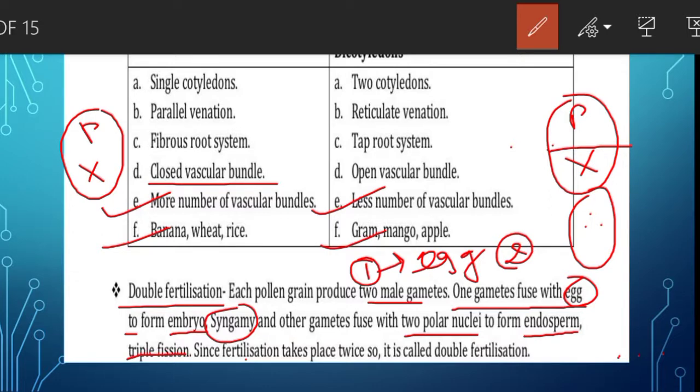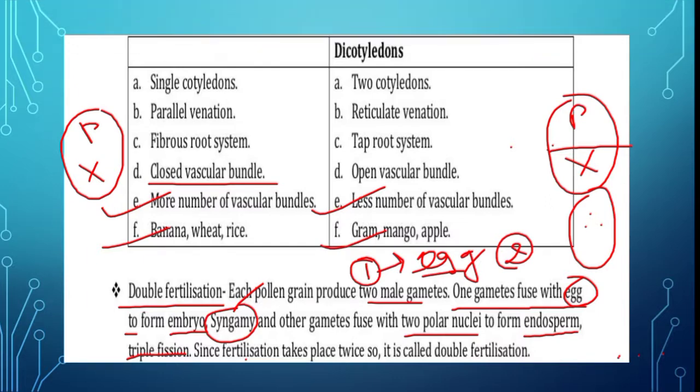Okay, this also we will be learning in 12th class. Now, as fertilization takes place twice, one is the syngamy, where there is fusion of egg cell and the male gamete, and the second one is the fusion of male gamete and the 2 polar nuclei. So it is called the double fertilization. Double fertilization is observed in the angiosperms. Clear?